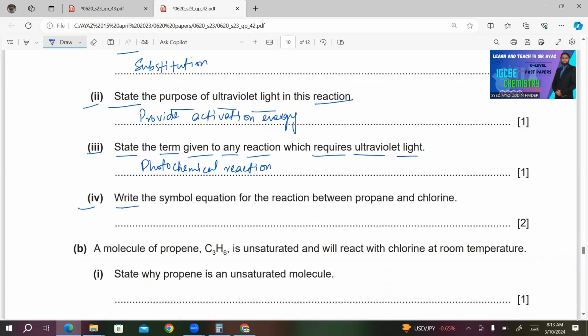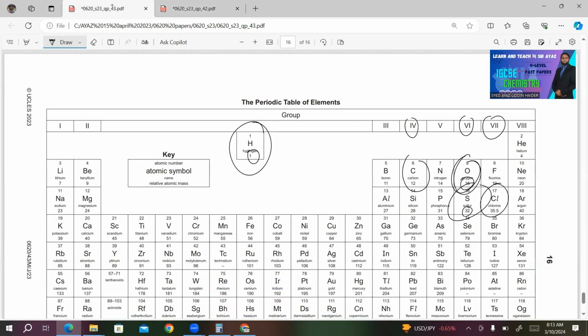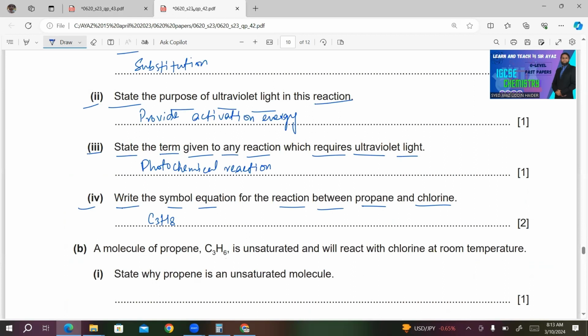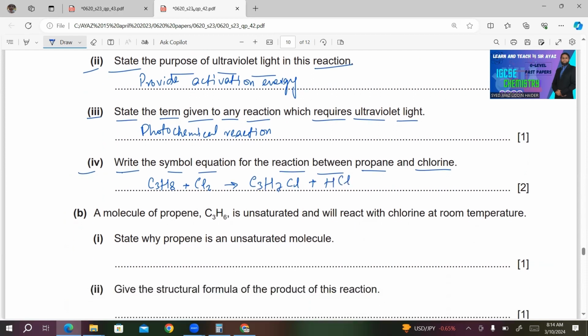Number four, write the symbol equation for the reaction between propane and chlorine. This is the formula for propane, C3H8, plus chlorine. It belongs to group 7. Here we have chlorine, they all exist in a diatomic state. So you'll write plus Cl2. One of the hydrogen atoms will be replaced by chlorine. So you'll write C3H7Cl plus HCl. So these are the two products obtained in this reaction.